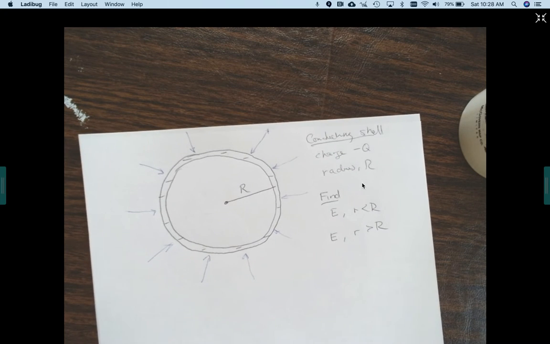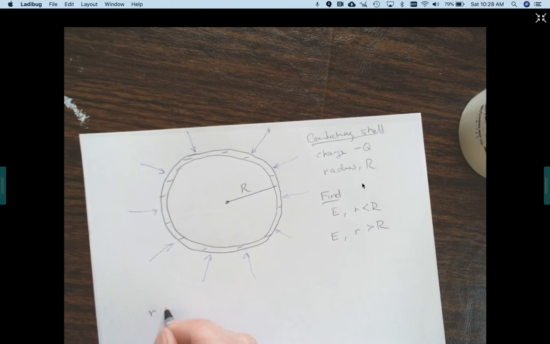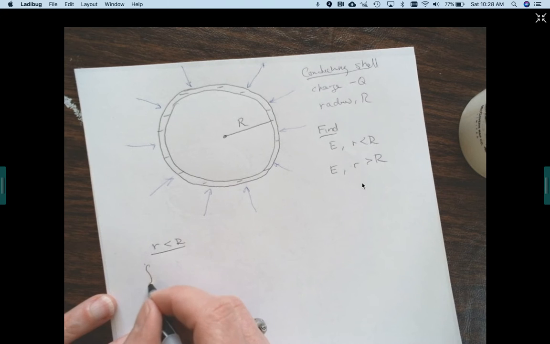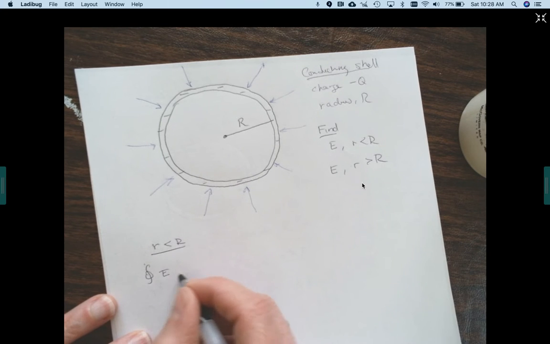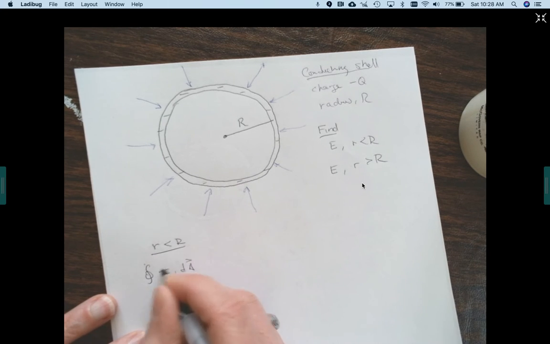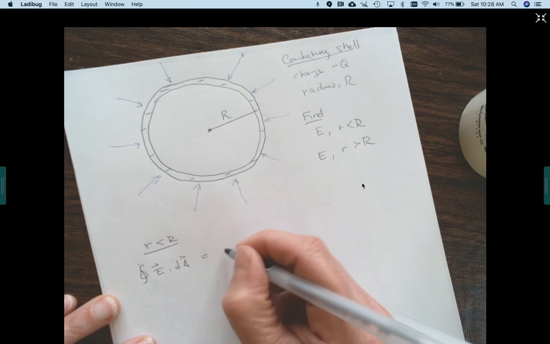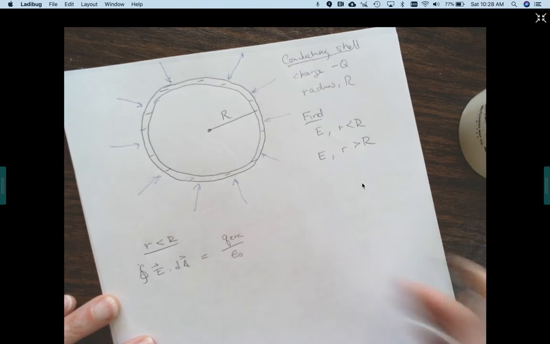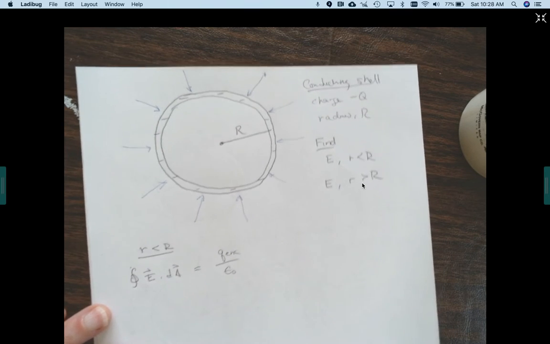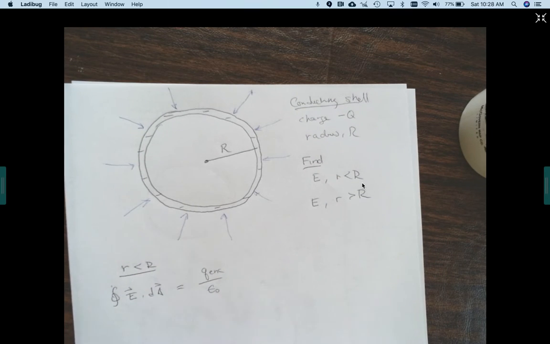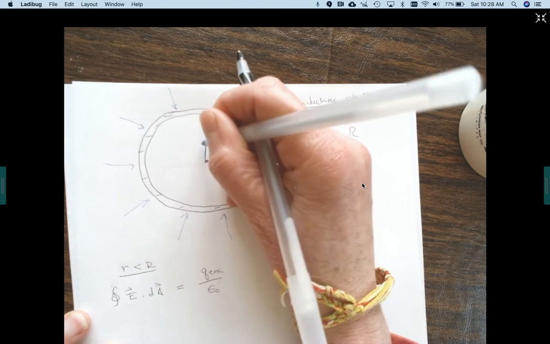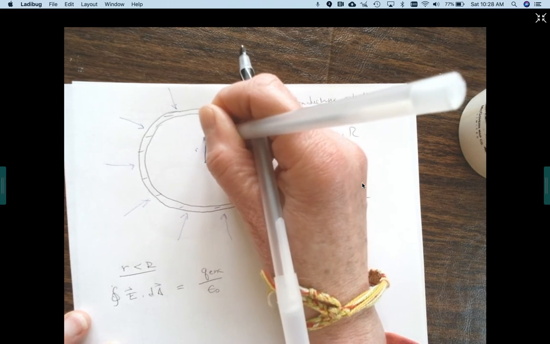All right, so let's do the inside first. So Gauss's law tells me that the electric flux through an enclosed surface is equal to the amount of charge enclosed divided by epsilon naught. Okay, so when we are inside, let's draw our Gaussian sphere. So we're talking about someplace in here, right? A radius less than big R.